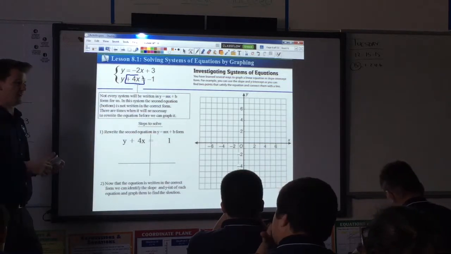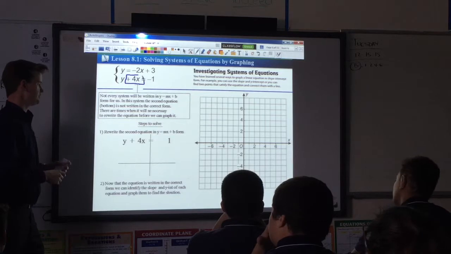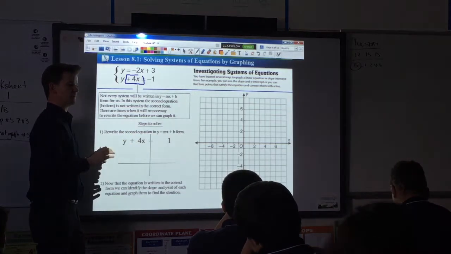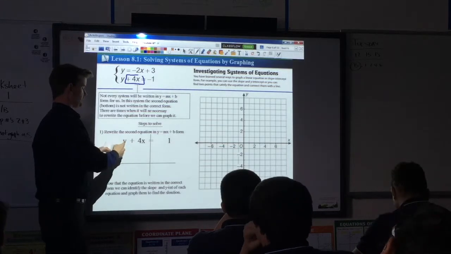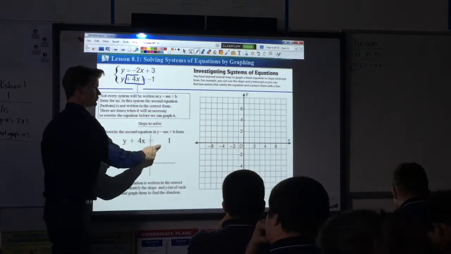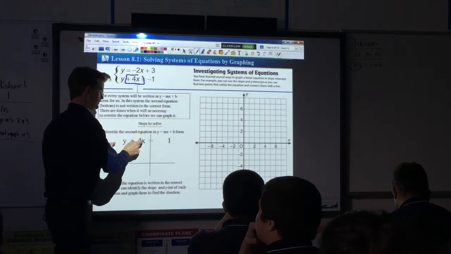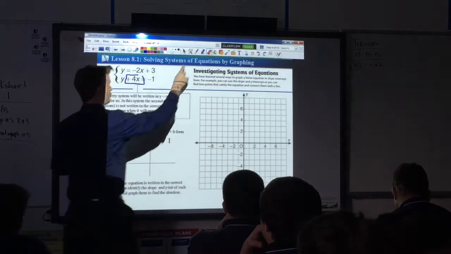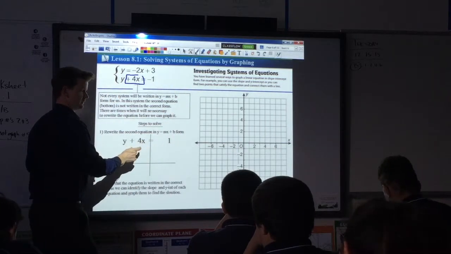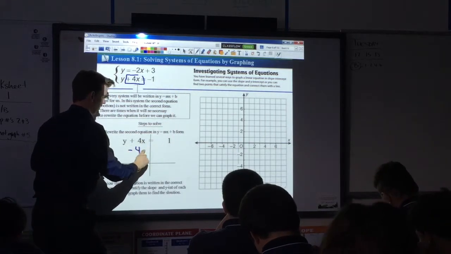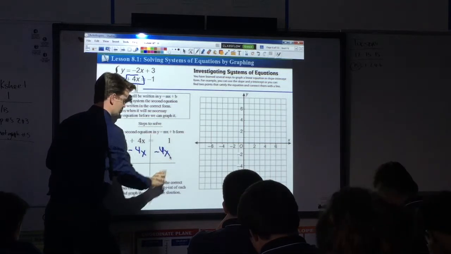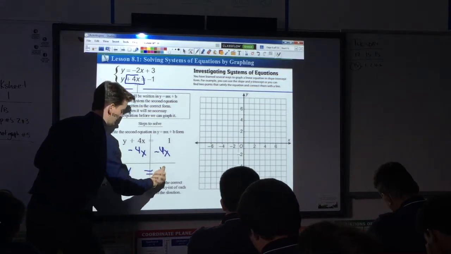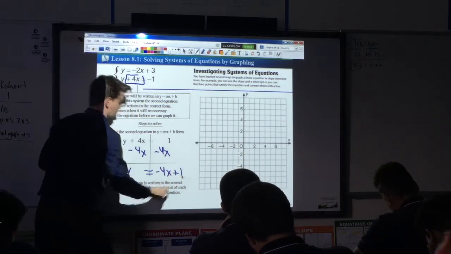So before I can graph this, I have to put this in slope-intercept form. To do that, I'm going to use the exact same thing that we were using in Module 7, inverse operations, in order to get y alone. Now, even though there's no x on this side, I can still move the positive 4x over to the right by performing an inverse operation. So what is the opposite of a positive 4x, guys? Negative 4x. So to get y alone, I subtract 4x from both sides. These 4x's will cancel, and I bring down y equals negative 4x plus 1.